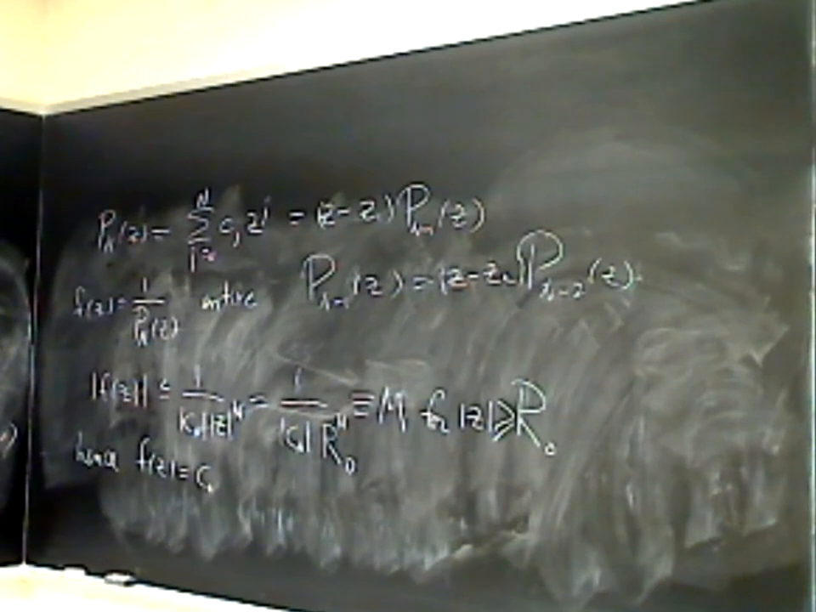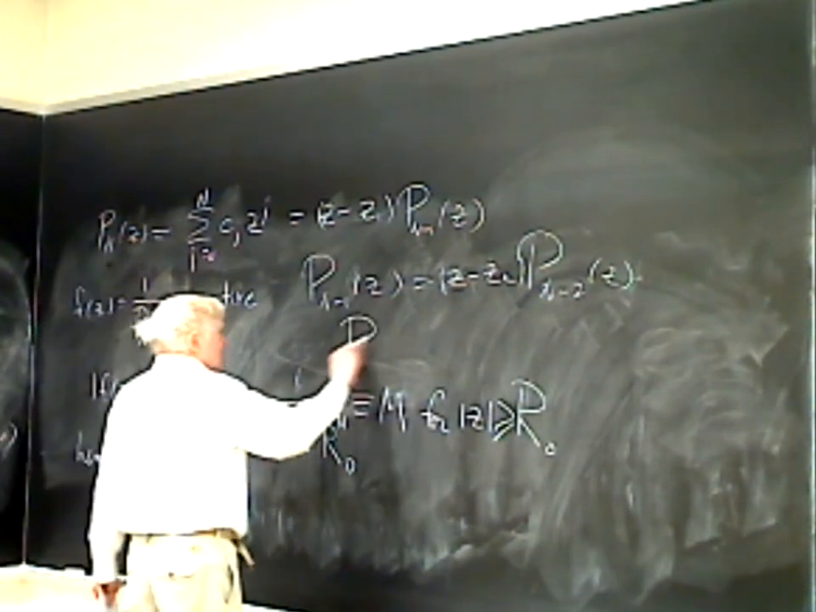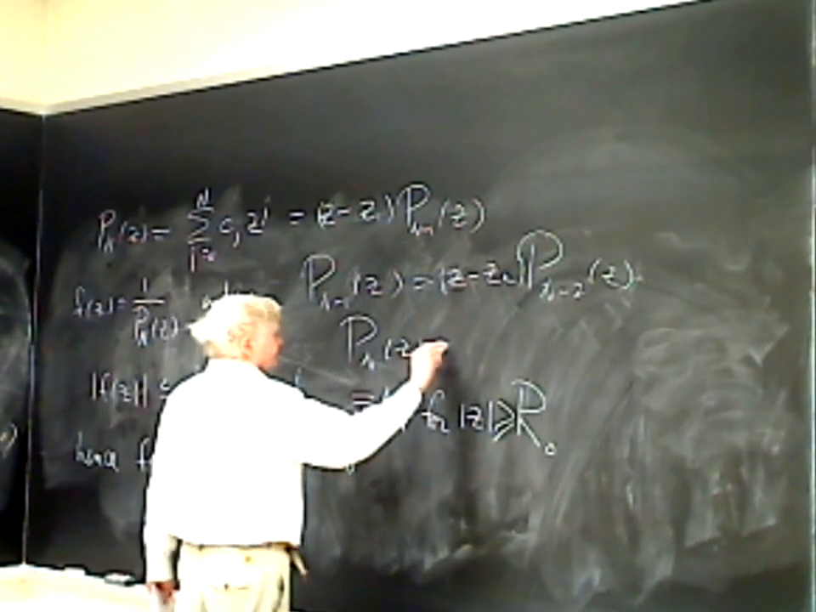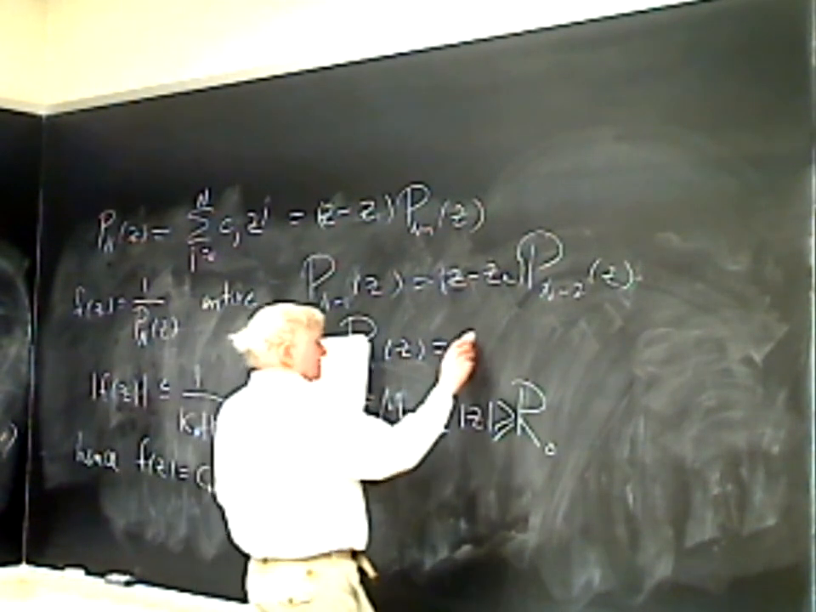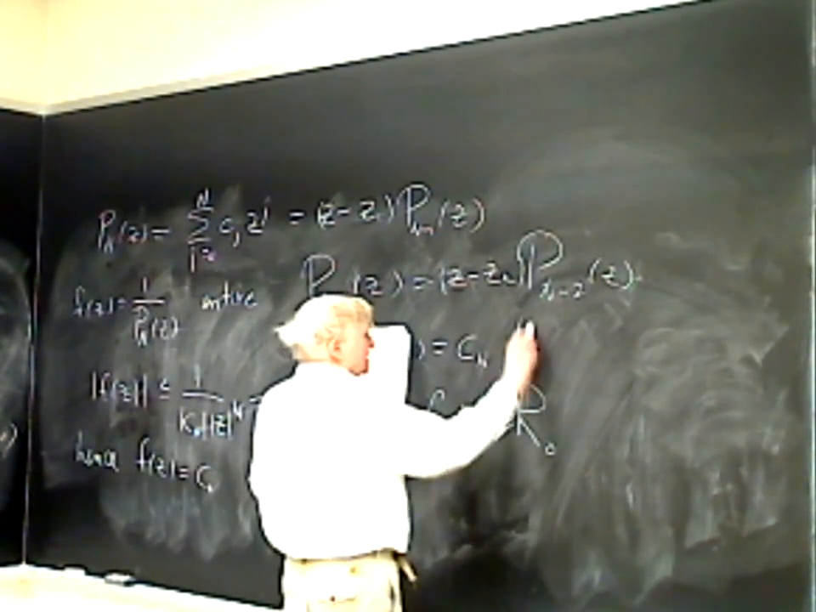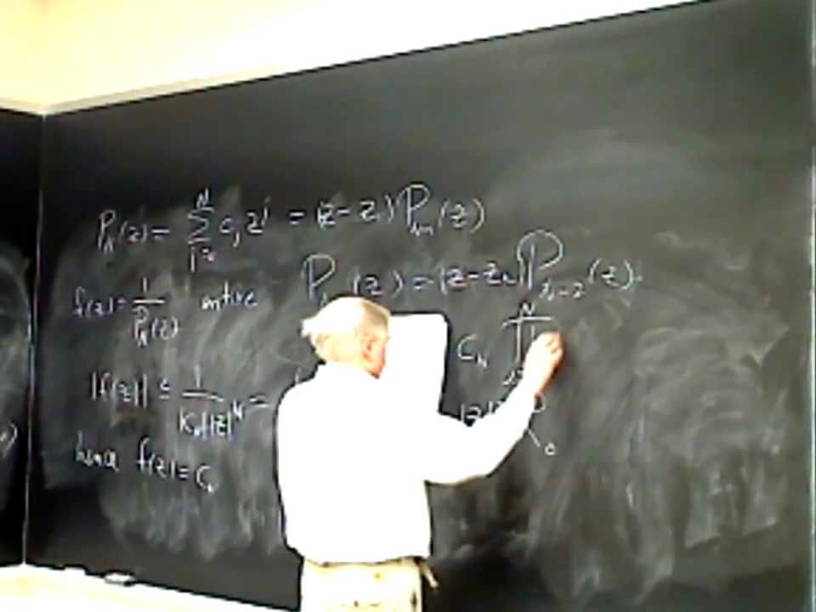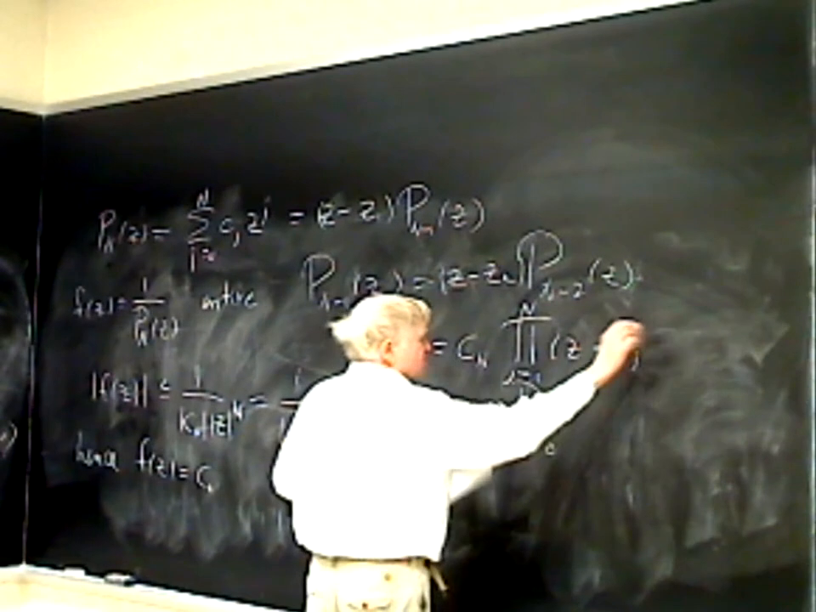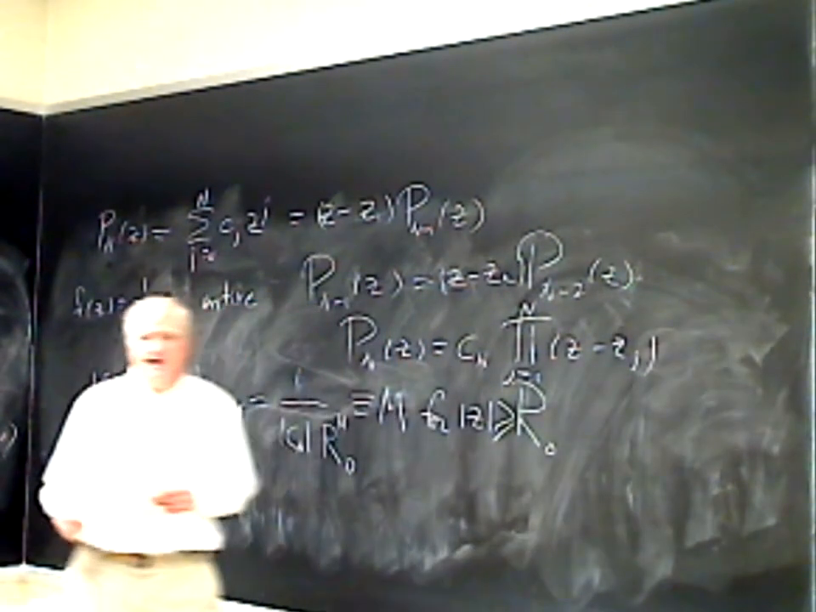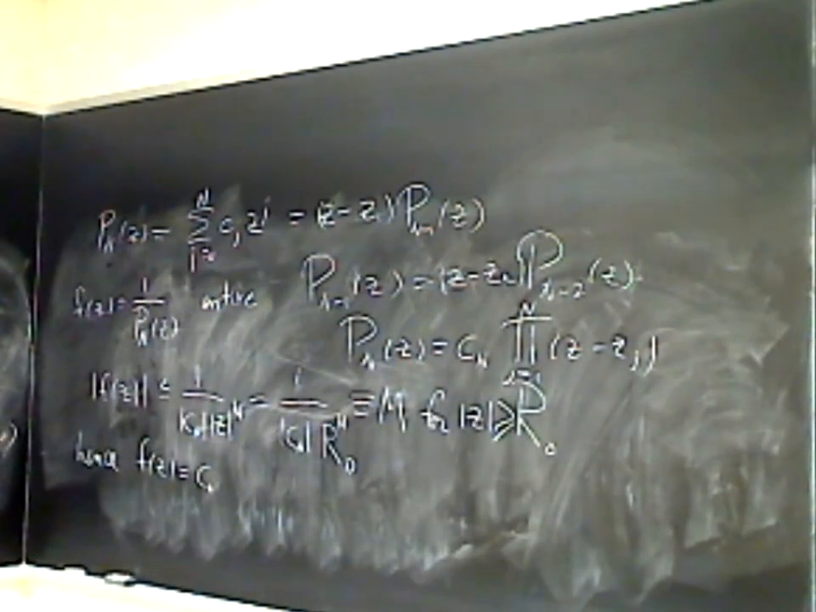All right, so that's the fundamental theorem of algebra, and what that means then is, the conclusion is that Pn of z is some constant Cn times the product, j equals 1 to capital N, of z minus zj. So that's the form that every polynomial must take, where the zj's are complex.